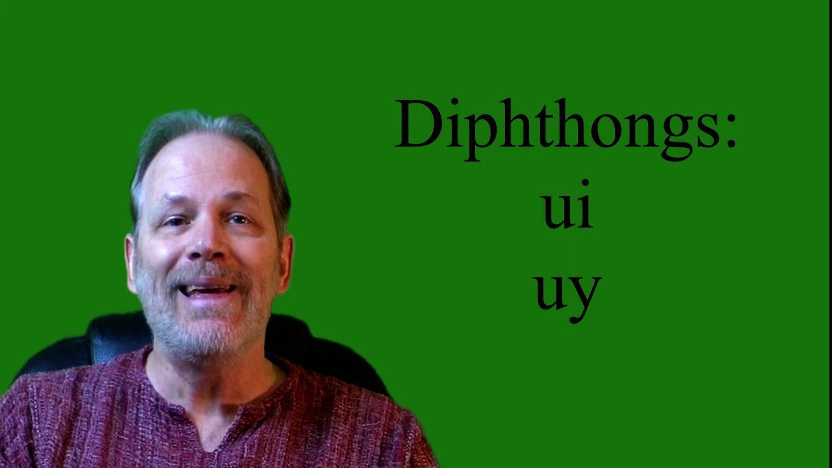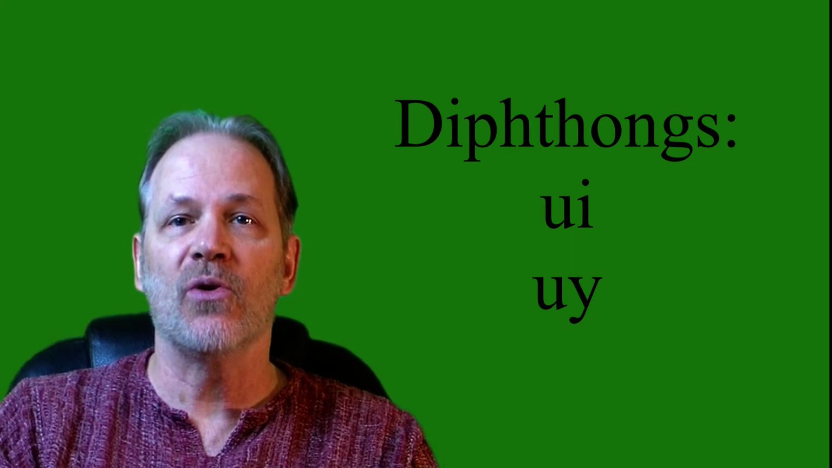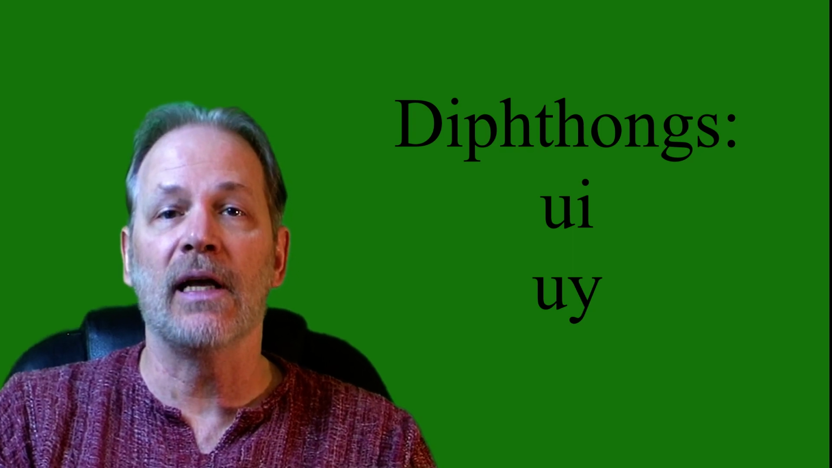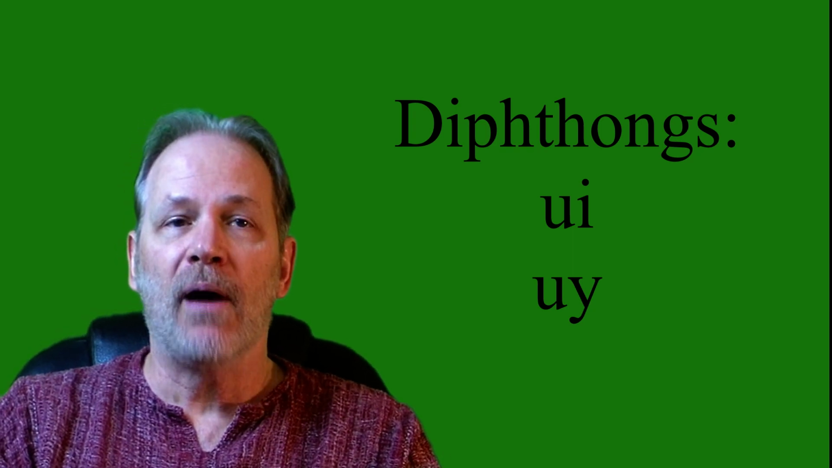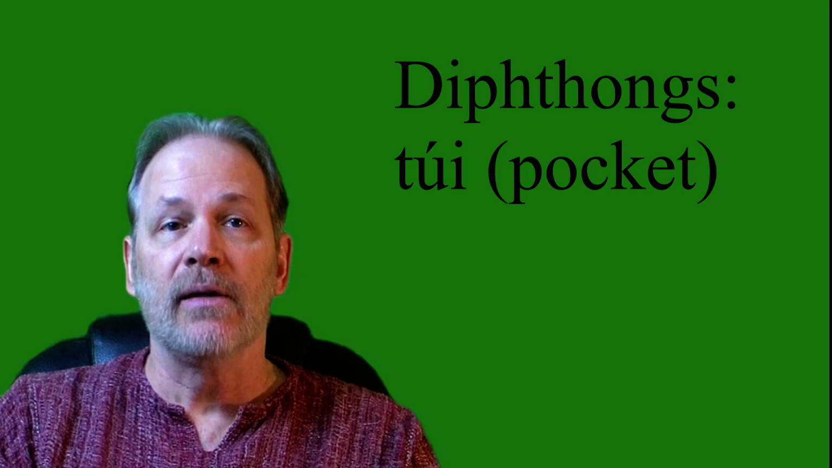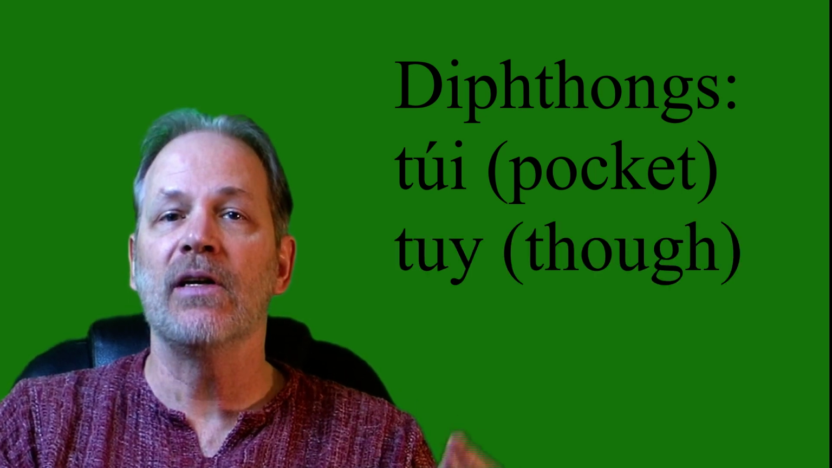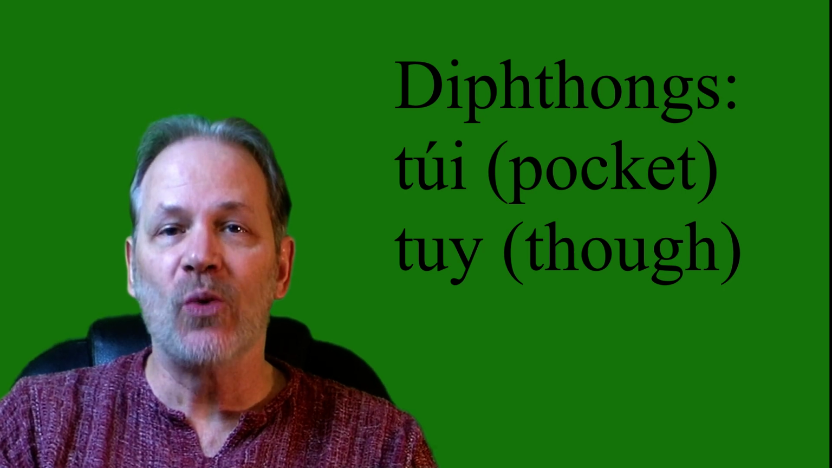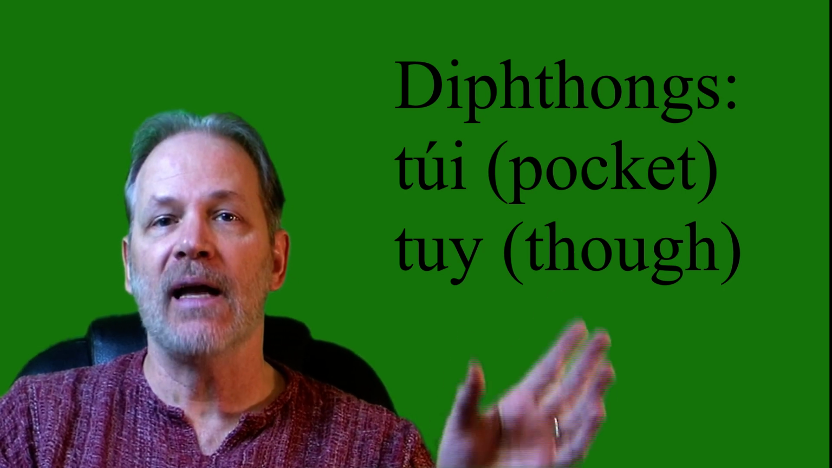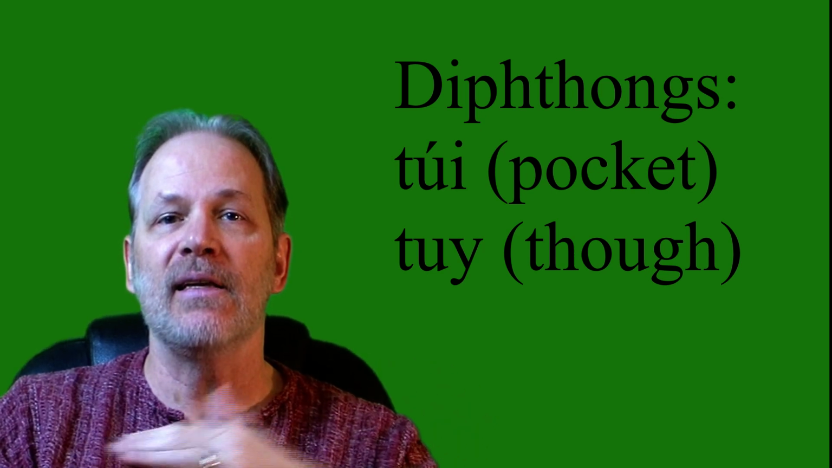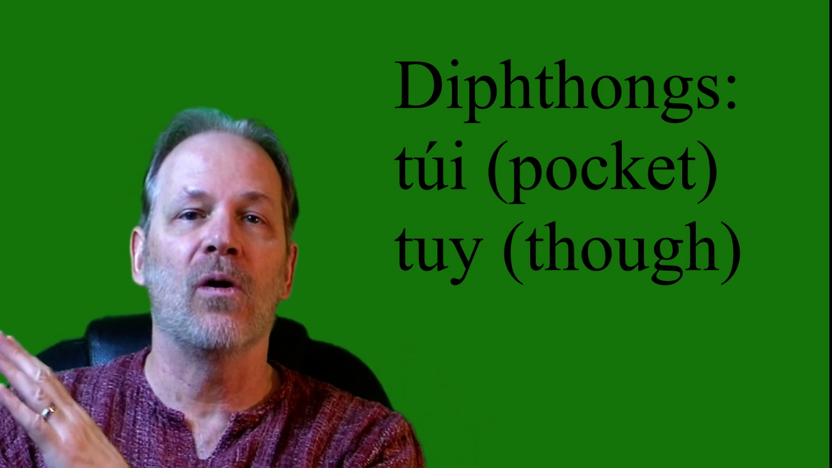Ui and ui are also good examples of the short I and the long Y when combined with the letter U. So the word pocket is tui, and the word though is tui. You hear the difference? Tui, tui. The difference being how long you're dwelling on the U sound and if you're emphasizing the E sound or not.